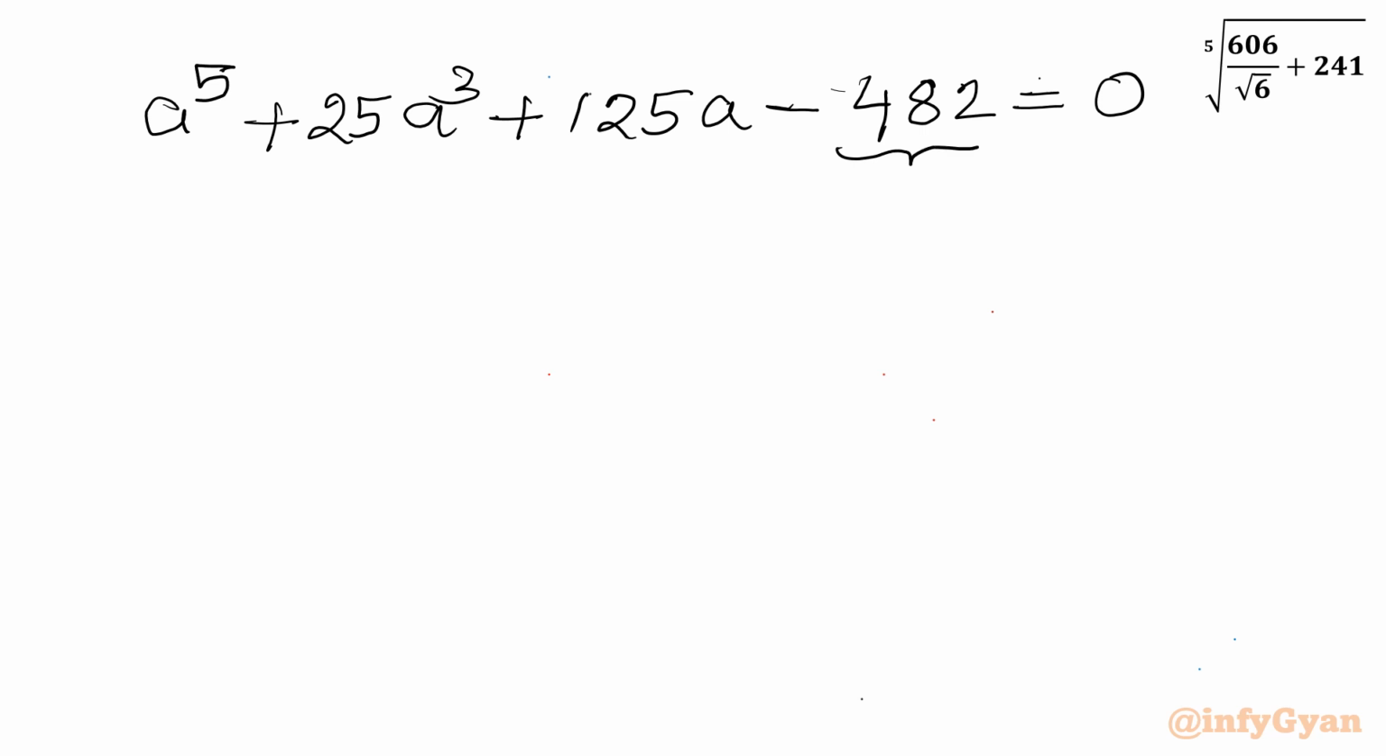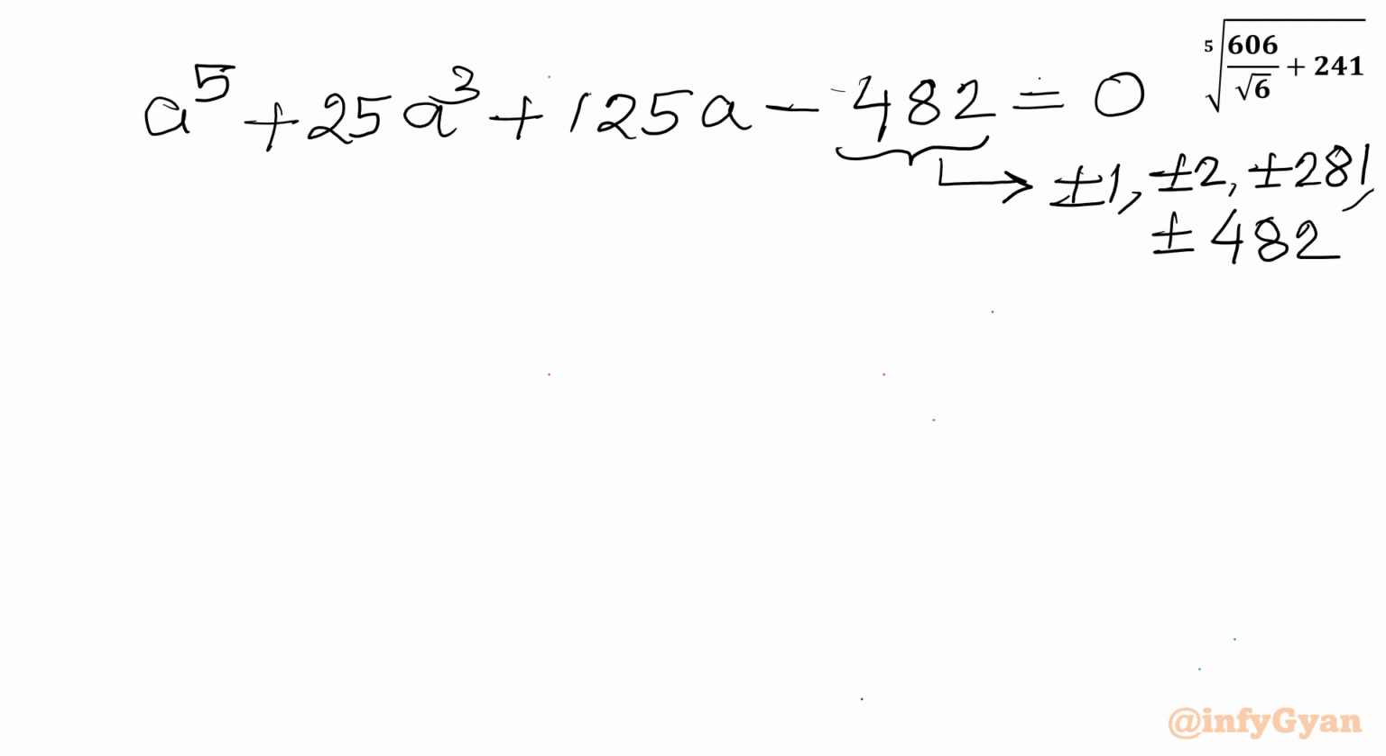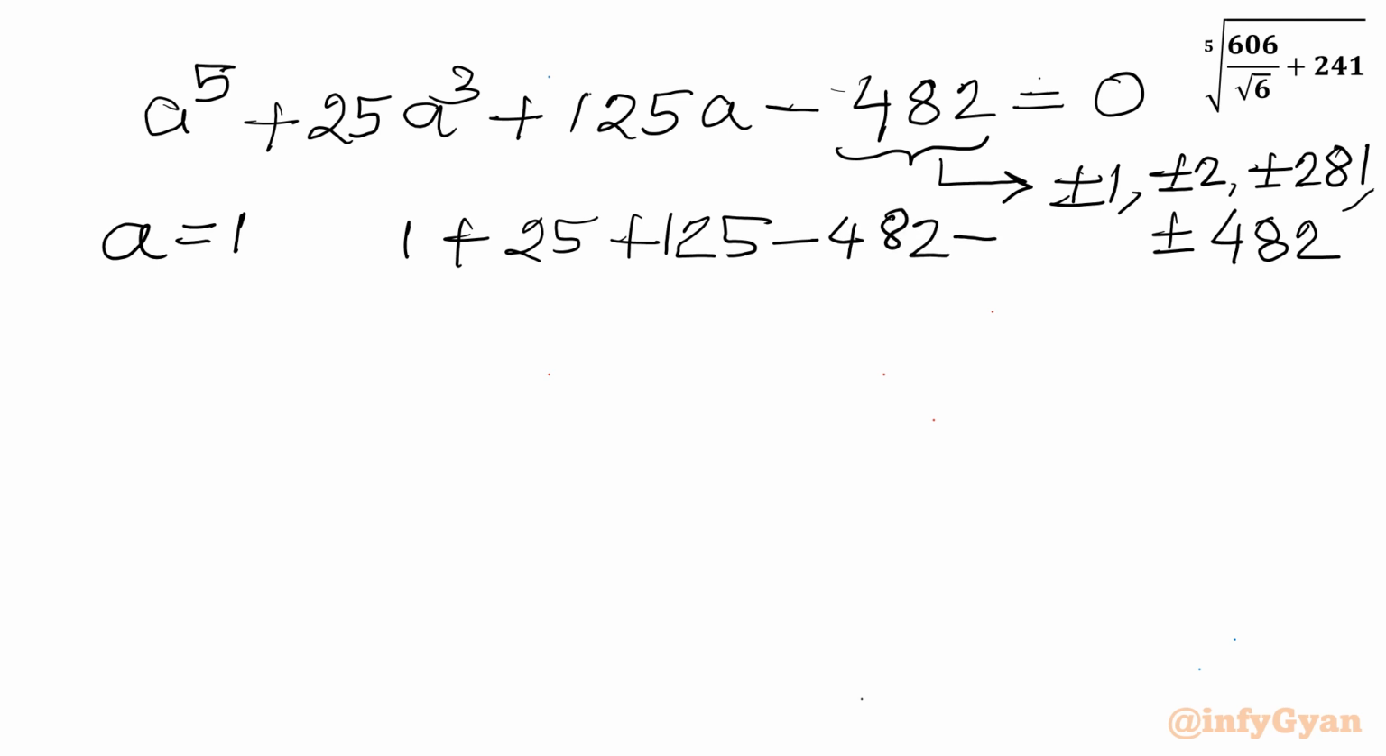Now I will use the rational root theorem. So we need to know the eligible factors of the constant term 482. So I can write plus minus 1, plus minus 2, plus minus 241, and plus minus 482. If I write here the ratio of constant to leading coefficient and apply the value a equal to 1, will it satisfy? No, it won't.